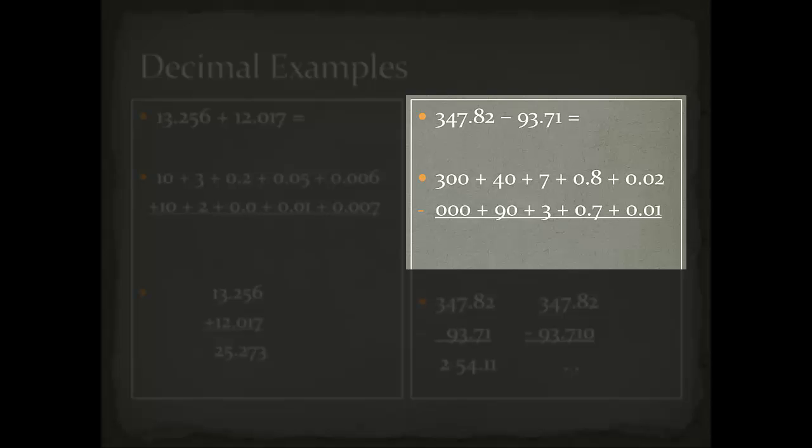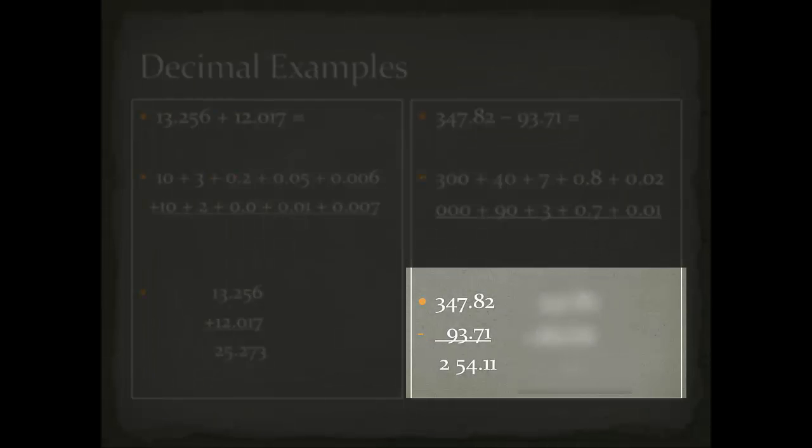For our second example, we're going to do subtraction. We're going to take away 93 and 71 hundredths from 347 and 82 hundredths. I'm writing them out one more time into expanded form to show you the true value of each digit. So the value of 347 and 82 hundredths in expanded form would be 300 plus 40 plus 7 plus 8 tenths plus 2 hundredths. And 93 and 71 hundredths written down in expanded form would be 0, 0, 0. Again, I put zeros in to match the hundredths place value, but you don't have to do that. Then it would be plus 90 plus 3 plus 7 tenths plus 1 hundredth.